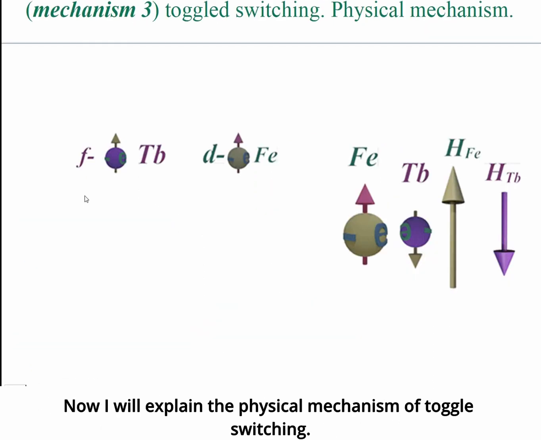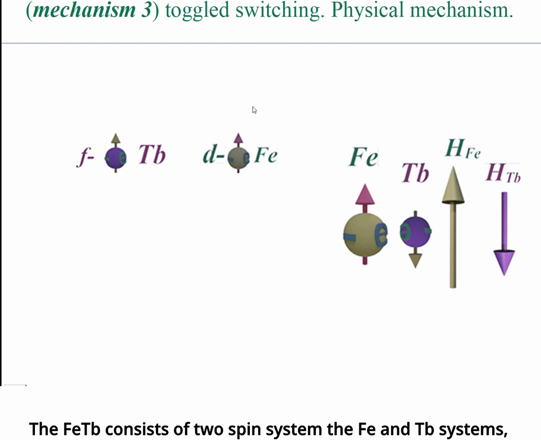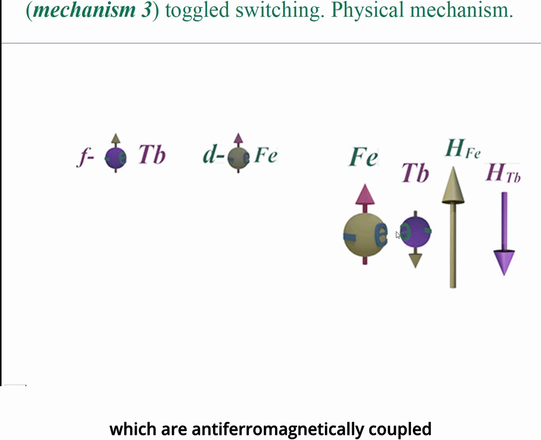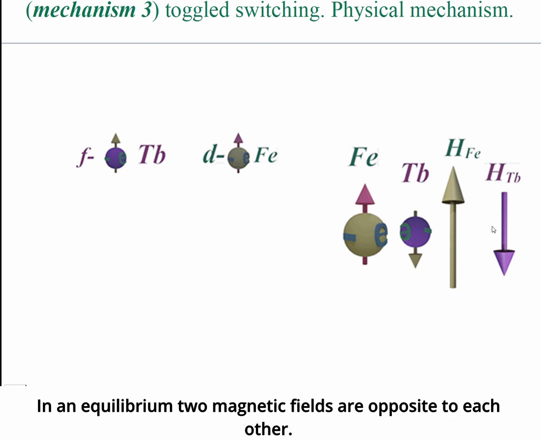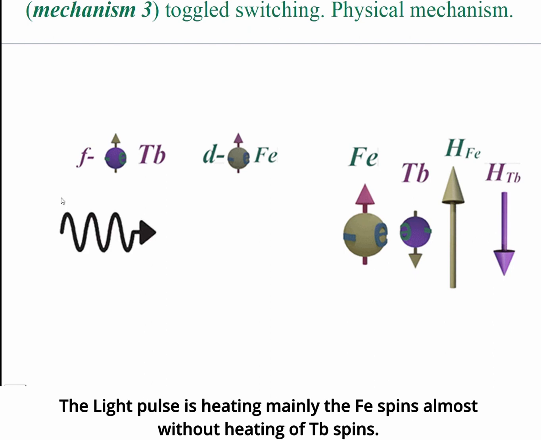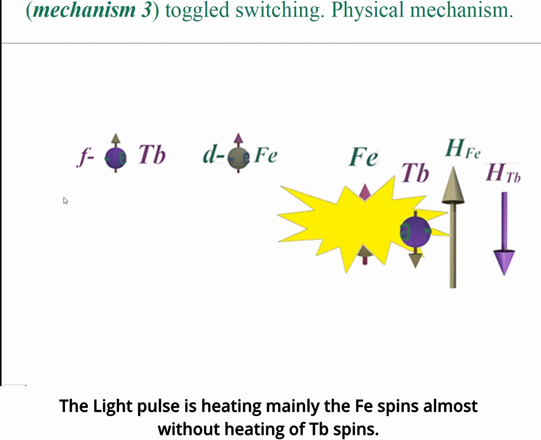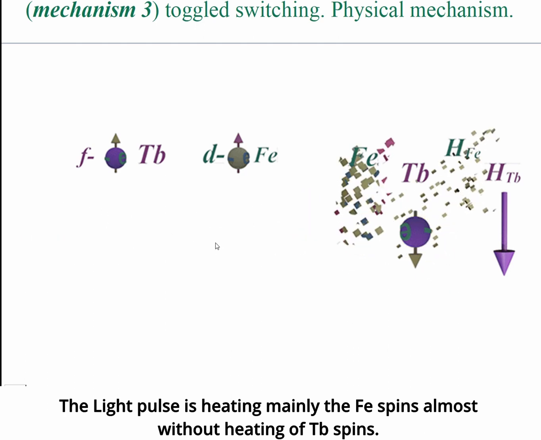Now I will explain the physical mechanism of toggle switching. The iron terbium consists of two spin systems, the iron and terbium systems, which are antiferromagnetically coupled. Along each system there is a magnetic field which is shown by an arrow of corresponding color. In equilibrium, two magnetic fields are opposite to each other. The light pulse is hitting mainly the iron spins almost without hitting the terbium spins.